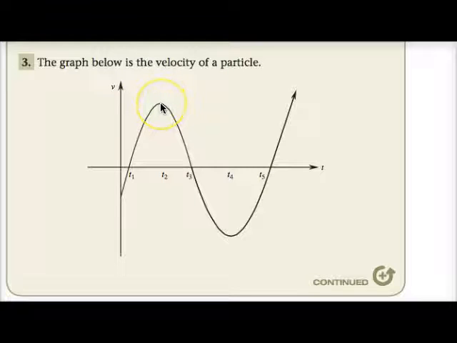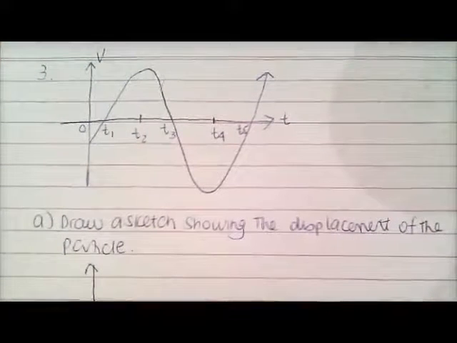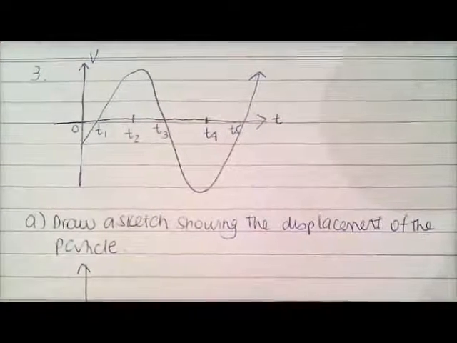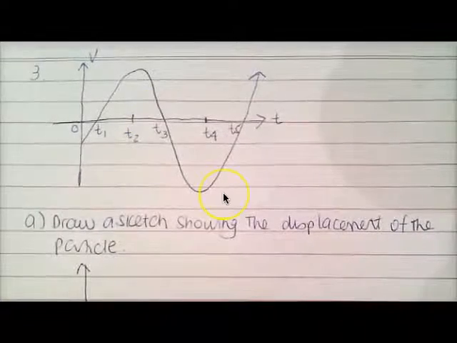In other words, it's the highest, the greatest velocity in the positive direction. This is the greatest velocity traveling in the negative direction. Again, here's 0 velocity, again, positive velocity. So I'm just going to go to my sheet now, and we're going to go through the questions in example 3. Okay, now the first question is to draw a sketch showing the displacement of the particle.